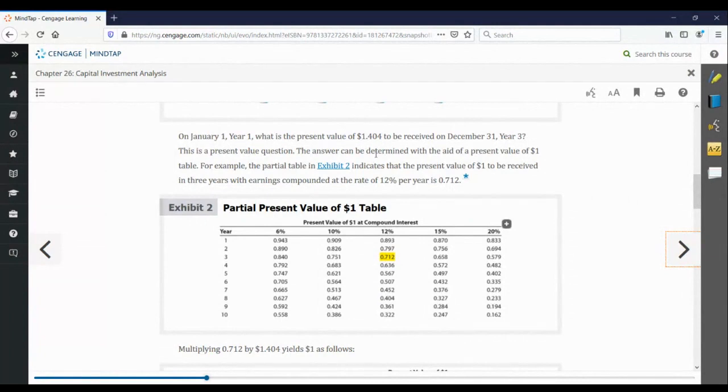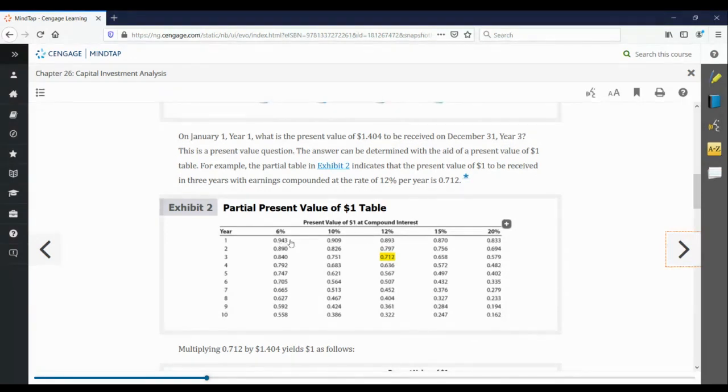Now, if we wanted to look at this a little bit backwards, we could say, well, if the future value is $1.40 at the end of 3 years, if we invested $1 at 12%, at the end of the 3 years, that future value amount would be $1.40. But we could also take this and say, if we wanted to know what the present value of $1.40 is that will be received on December 31st in year 3, we could work backwards at that. We could actually use a present value table to help us to calculate the present value amount.